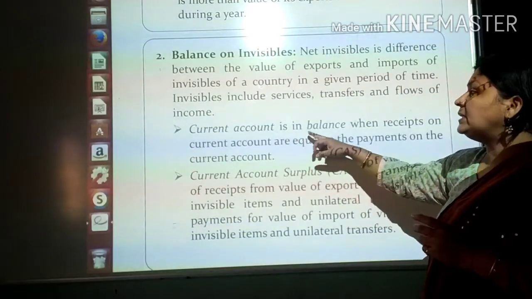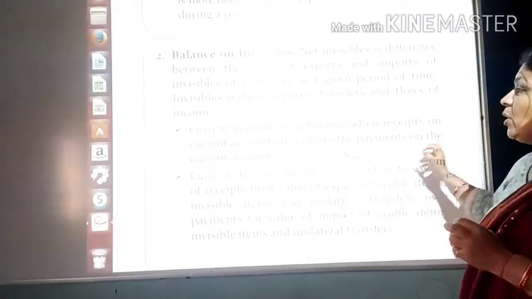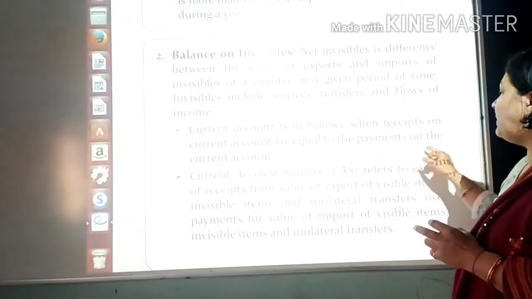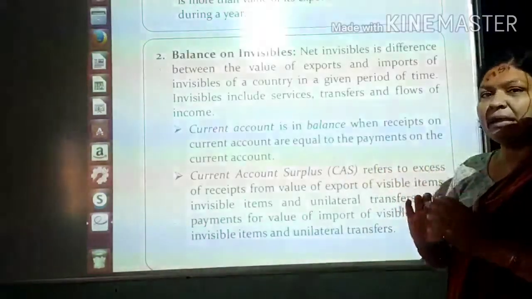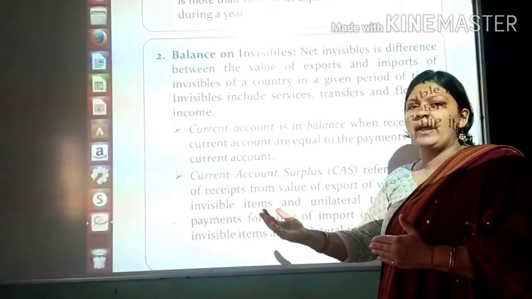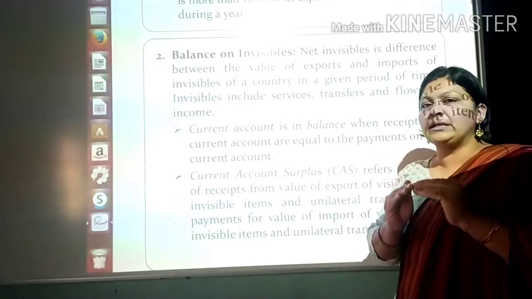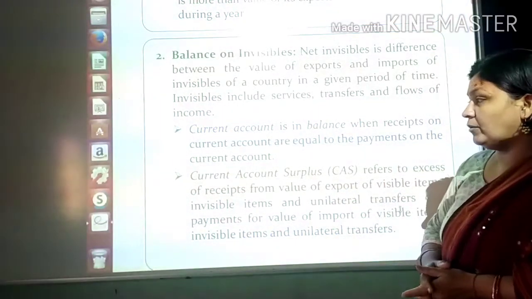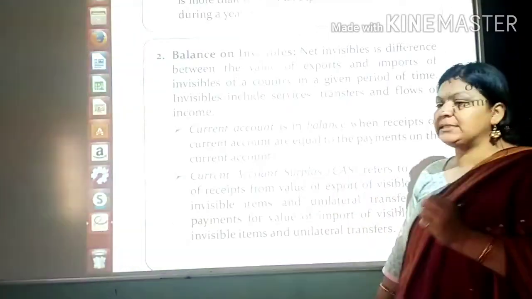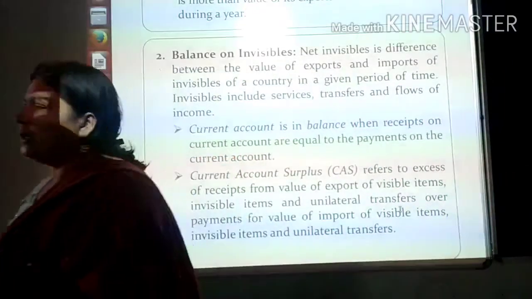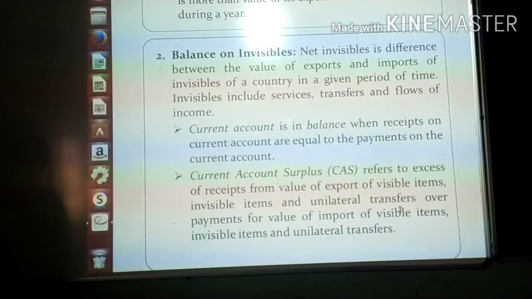Now the current account is in balance when receipts on the current account are equal to the payments on the current account. What income did you get and what payments did you make? If both are equal, receipts equal to payments, you get balance on the current account. Now the current account surplus: current account surplus refers to the excess of receipts from the value of export of visible items, invisible items and unilateral transfer.